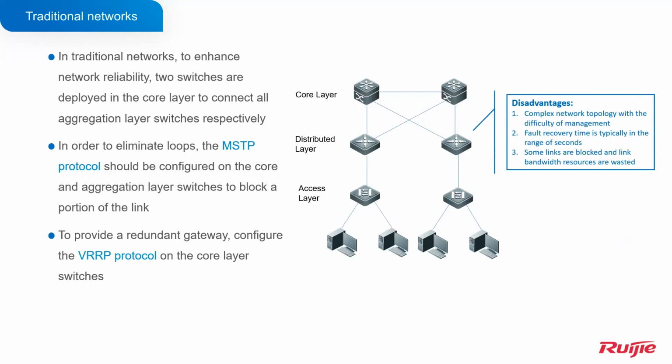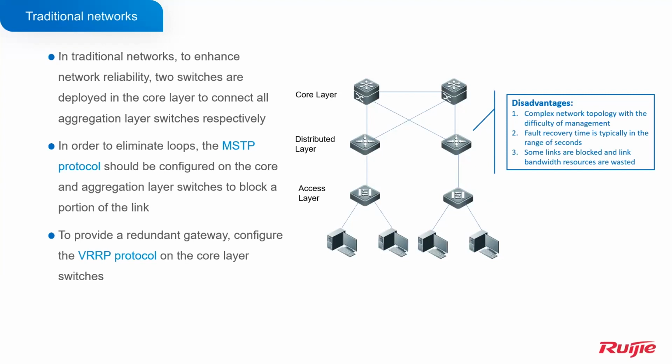Also, in order to avoid the loop, you deploy lots of STP protocol, but the disadvantage of STP is if one link is broken, you have to detect and then recalculate the backup link to enable the backup interface and then continue to work. The fault recovery time is typically in the range of seconds. Also, in RSTP and MSTP, you have lots of mechanisms to reduce the calculation time, but still several seconds to wait. So this is the second disadvantage.